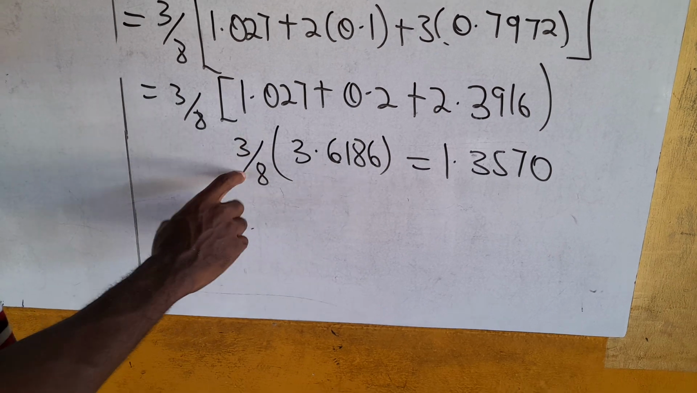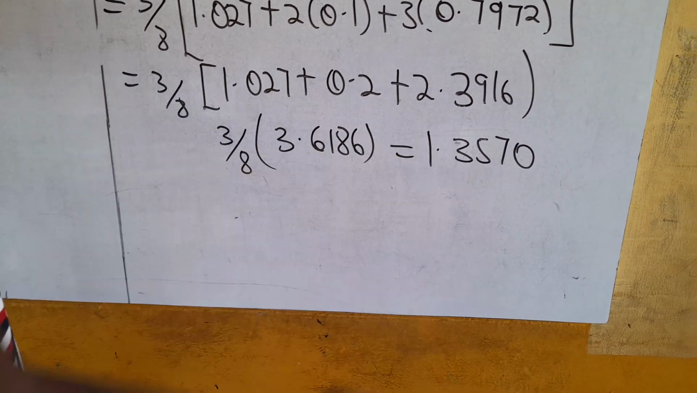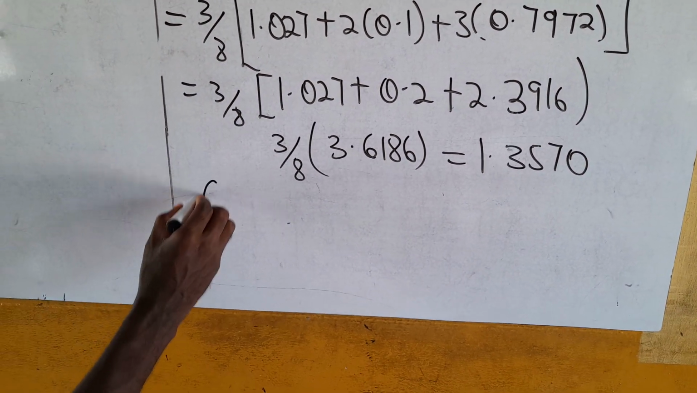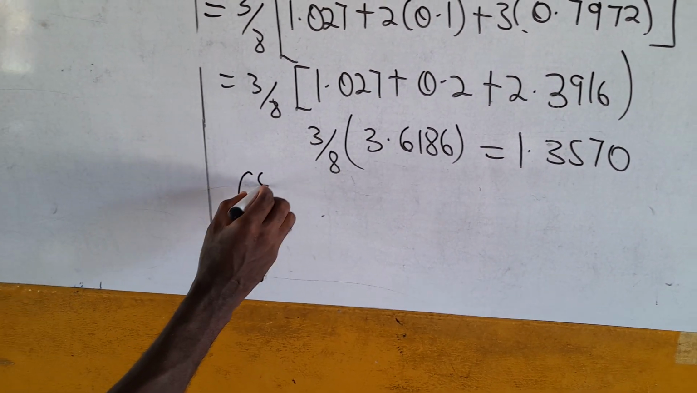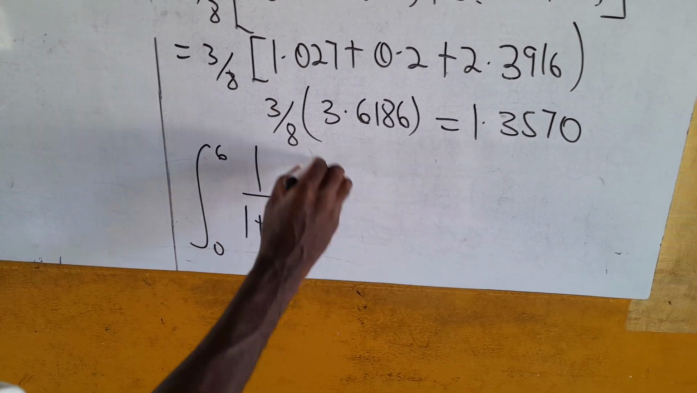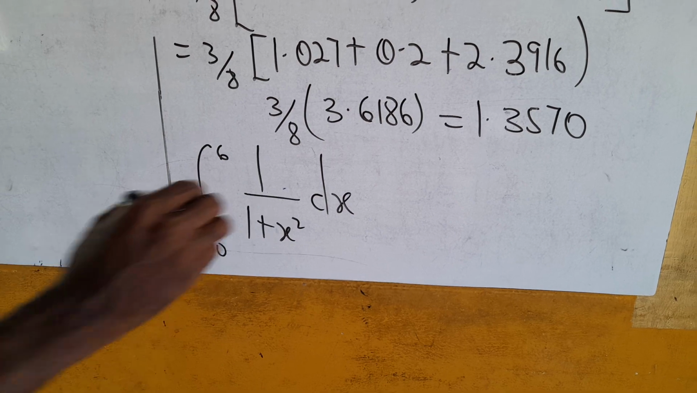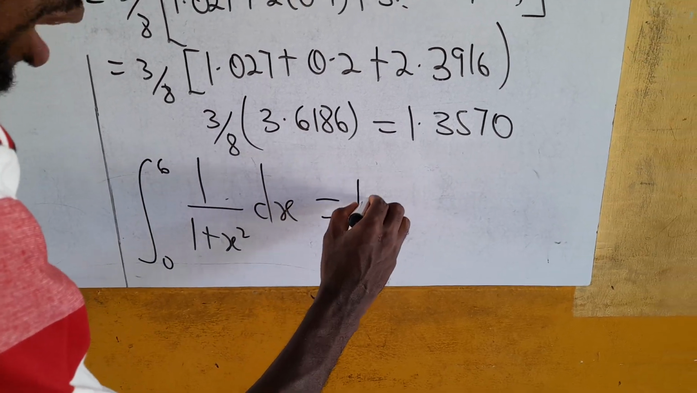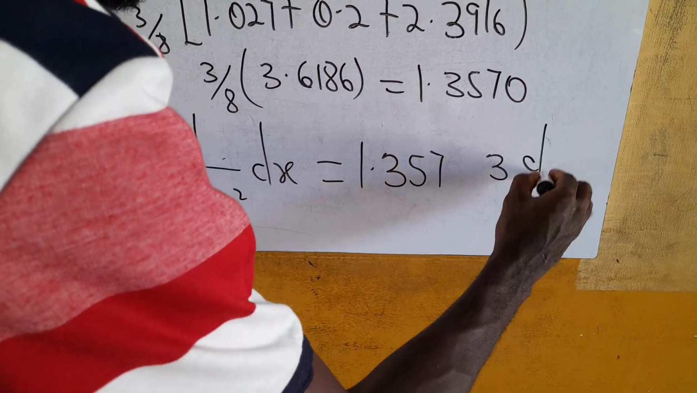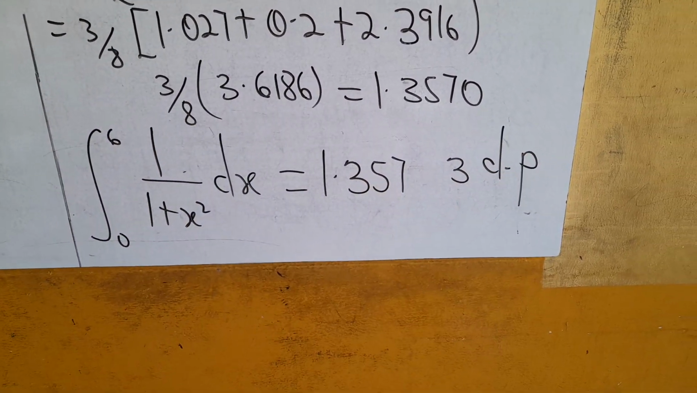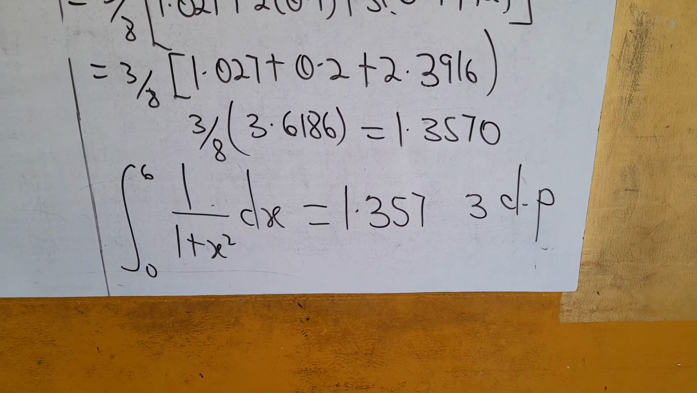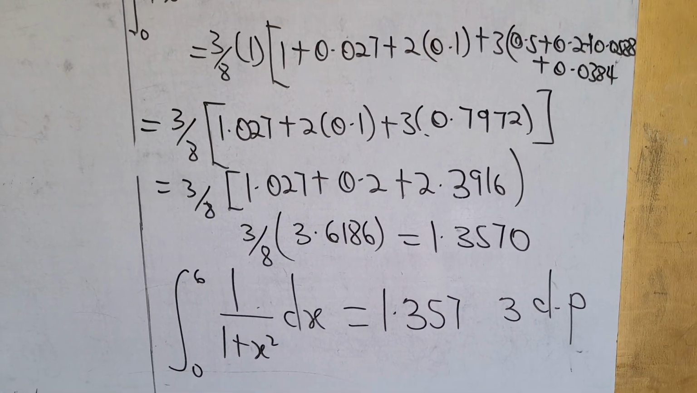And we'll multiply it by 3/8, we get 1.3570. Then we can say that the integral spanning from 0 to 6 of 1 all over 1 plus x squared dx using Simpson's 3/8 rule will be 1.357, correct to 3 decimal places. I hope you get this. This is very simple. So we'll solve one more example on this so that you understand the concepts.